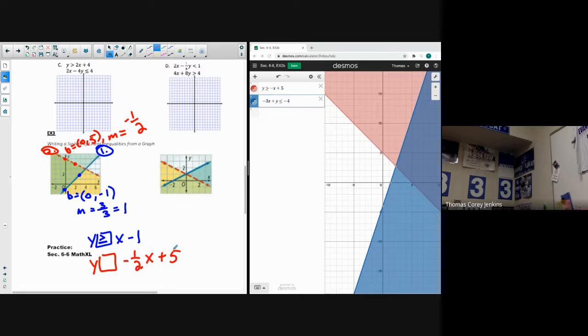So now deciding what our inequality symbol is, since it's dashed, it's not going to have "or equal to." So is it strictly less than or strictly greater than? Again, we're going below this line, so that would be less than. So the final answer to this is y is greater than or equal to x minus 1, and y is less than -12x plus 5.